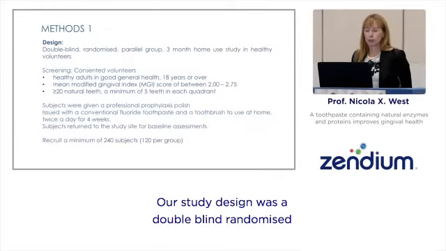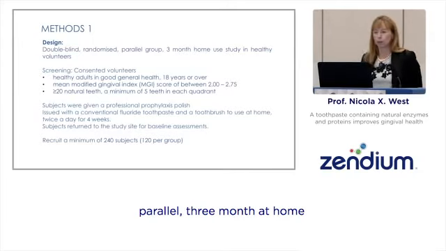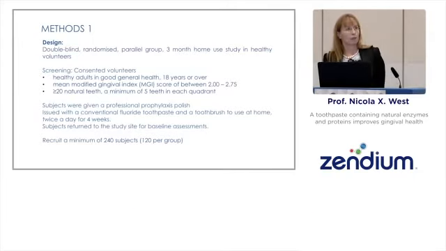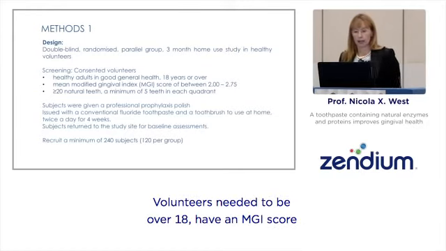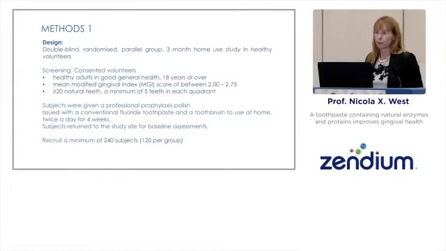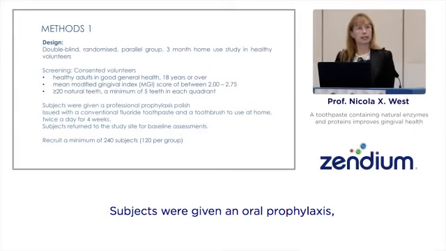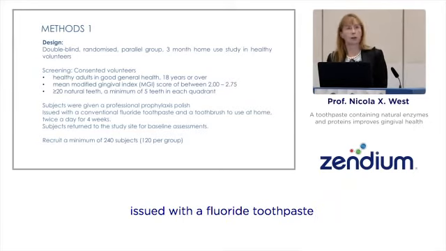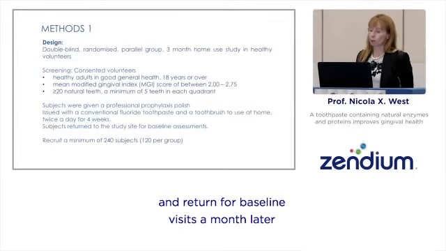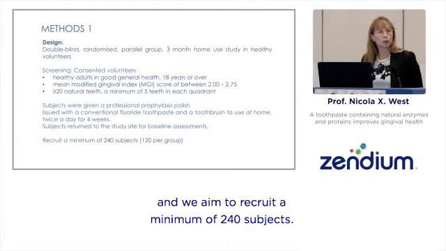Our study design was a double-blind, randomized, parallel, 3-month at-home use study in healthy volunteers. Volunteers needed to be over 18, have an MGI score of between 2 and 2.75, and at least 20 natural teeth. Subjects were given an oral prophylaxis, issued with a fluoride toothpaste and brush, asked to brush twice a day, and returned for baseline visits a month later. And we aimed to recruit a minimum of 240 subjects.